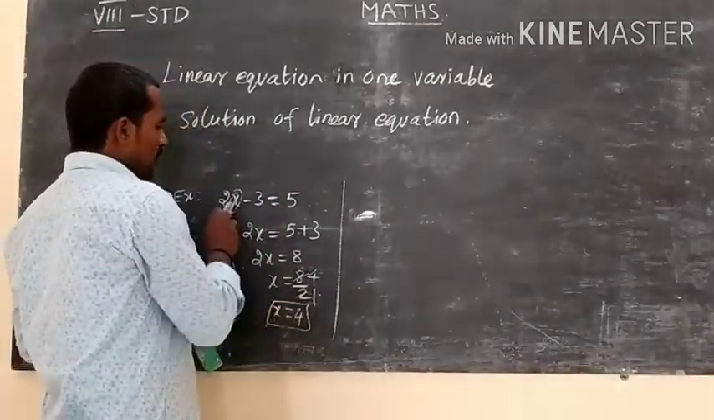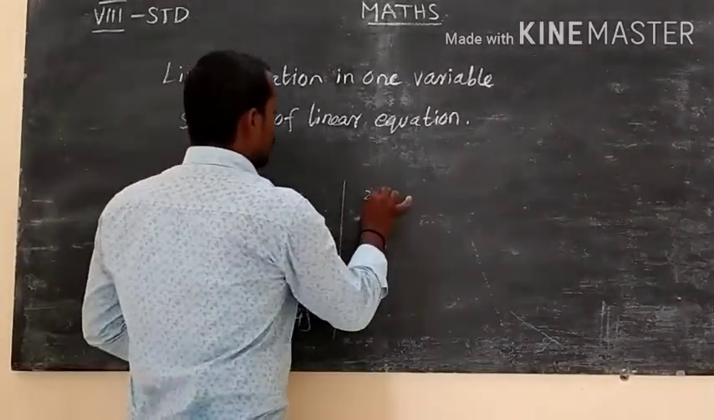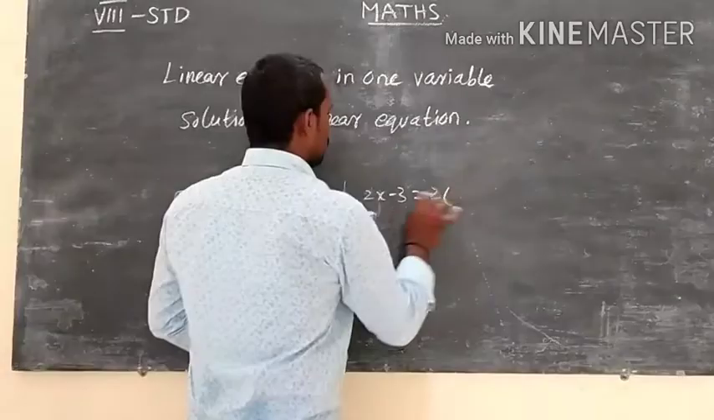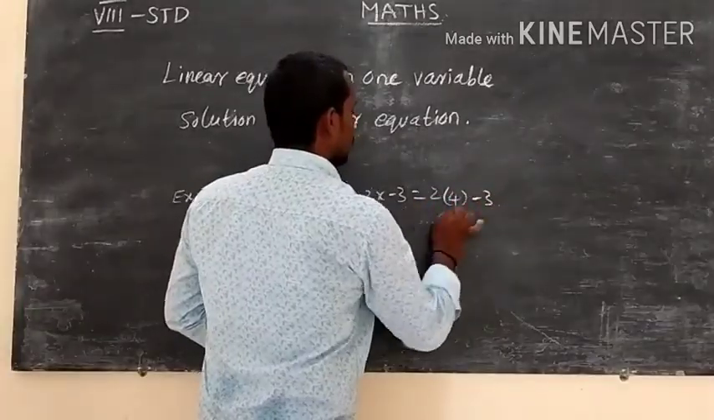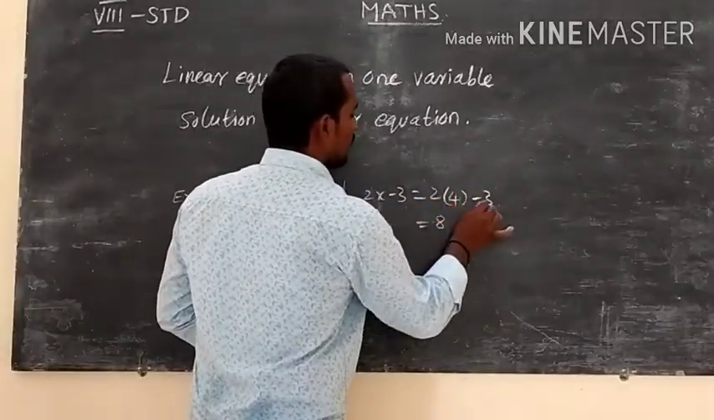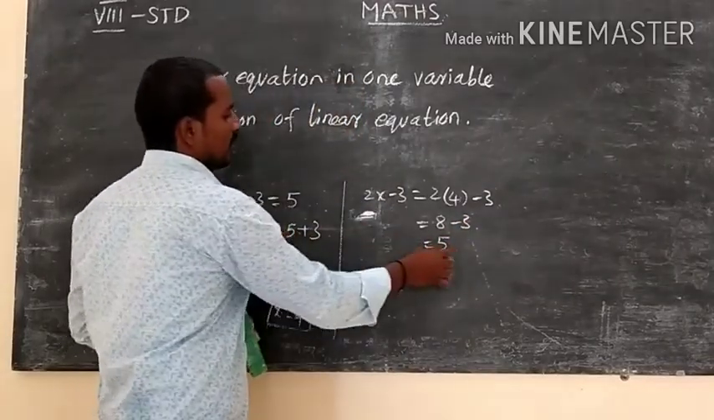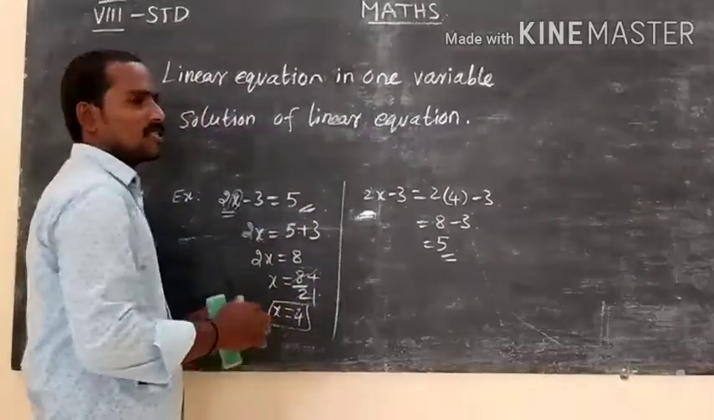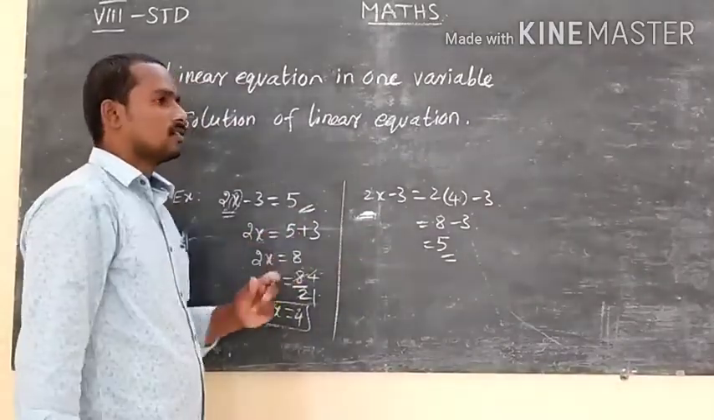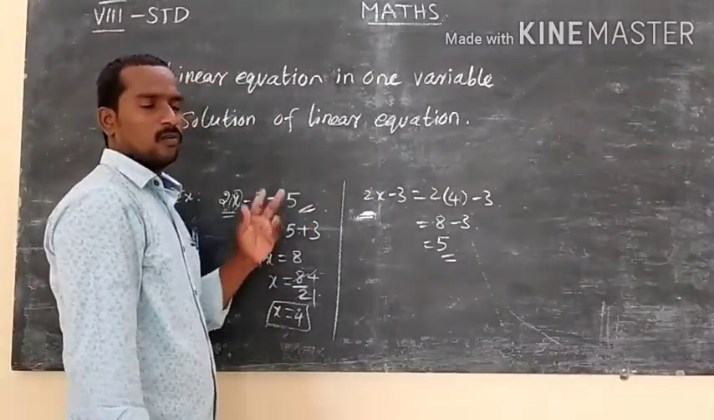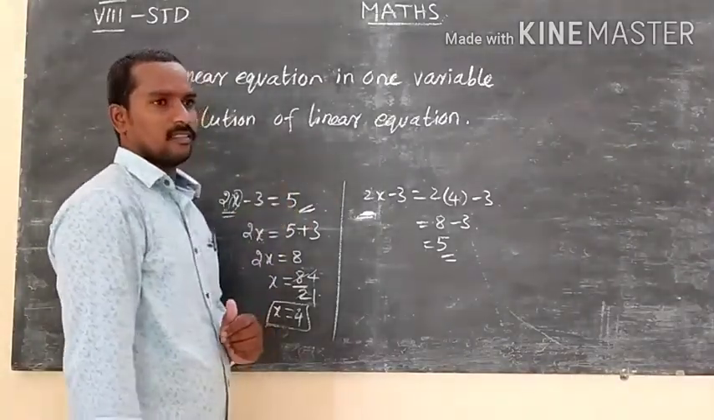Verify. Left hand side: 2x minus 3 with x equal to 4. 2 into 4 minus 3, which is 8 minus 3, which is 5. So the RHS and LHS are equal. The two sides of the equation are equal. So this is the solution of the linear equation, or the root of the linear equation. Understood?